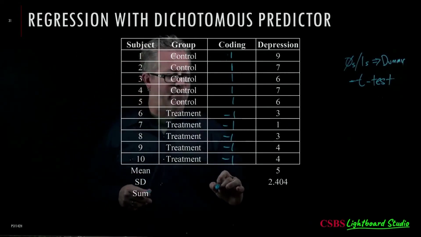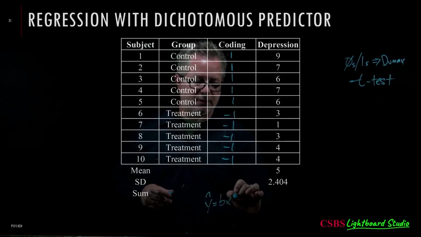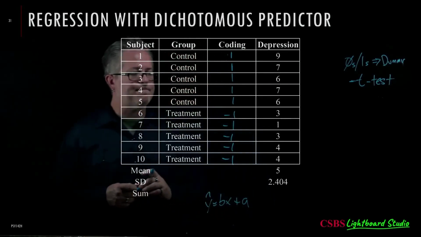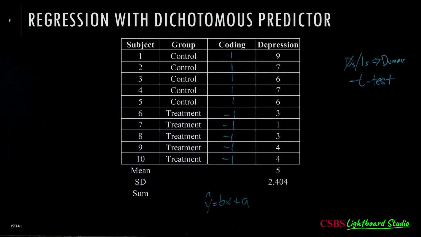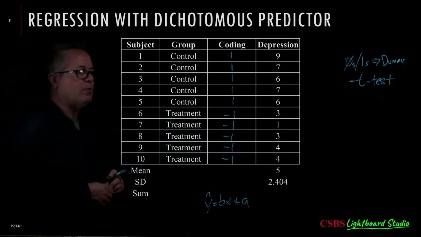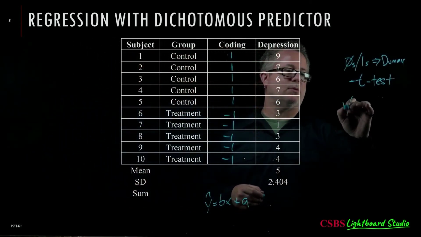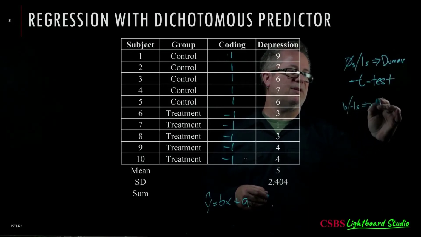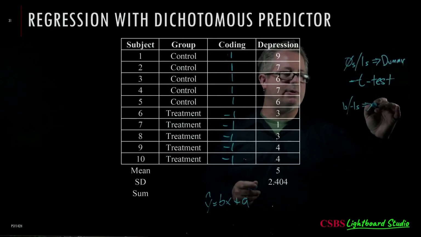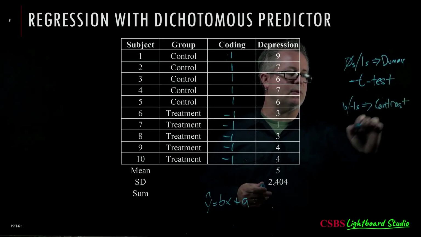Now what happens? We have our y predicted equals bx plus a. What's a now? How do we interpret a when we have ones and negative ones? It's oftentimes called orthogonal or whatever, but it's basically just a form of contrast encoding.